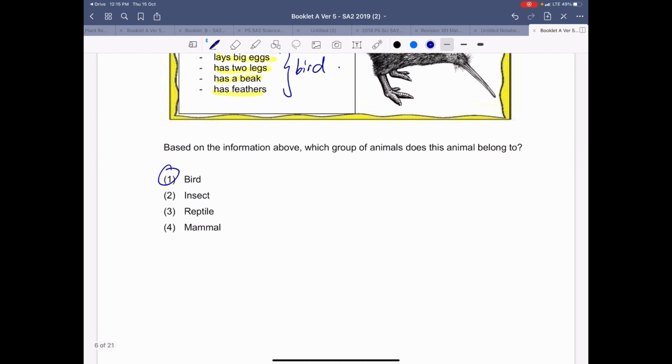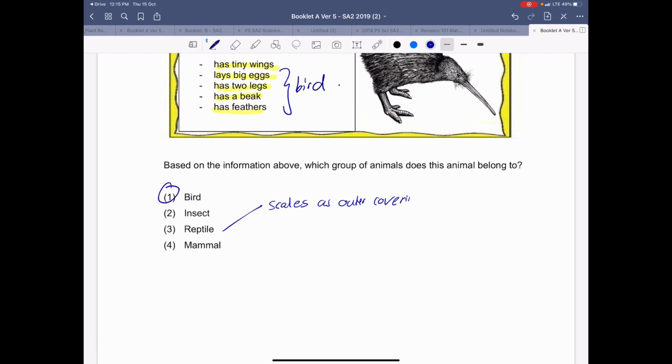So let's revise some of those that we don't quite see commonly. So reptiles, we've got scales as outer covering. They lay eggs. And they're cold-blooded. Anything else that I missed out? No. Okay. So for your mammals, they have hair or fur as outer covering.